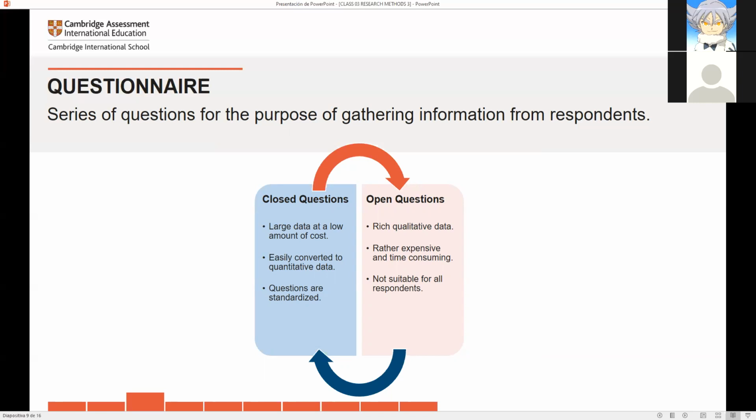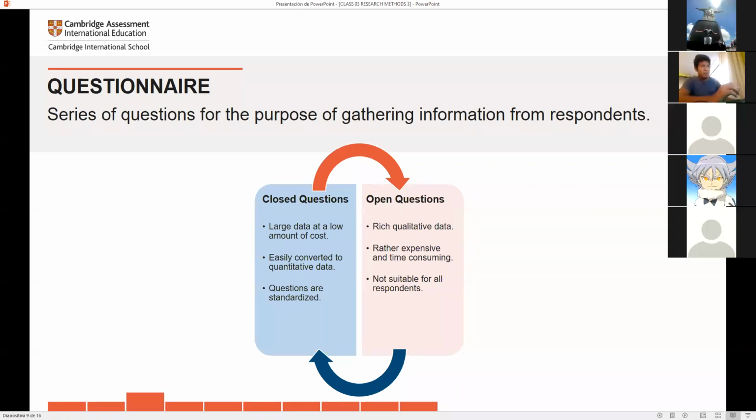Even when you don't have closed questions, when you apply the Likert scale, you can easily convert that also to quantitative data, and then you can make statistics out of it. Remember that quantitative data's main advantage is that you are able to draw graphs and explore statistics of your results. So this is very valuable.